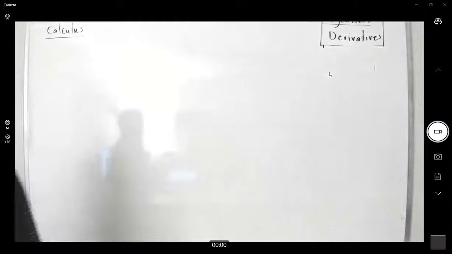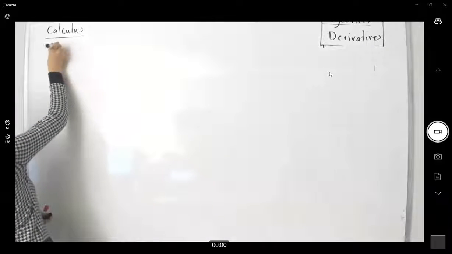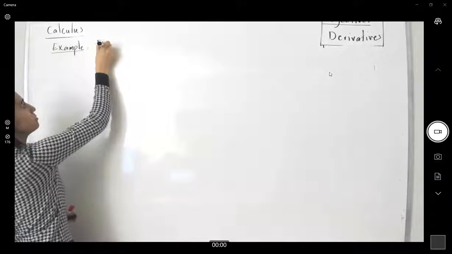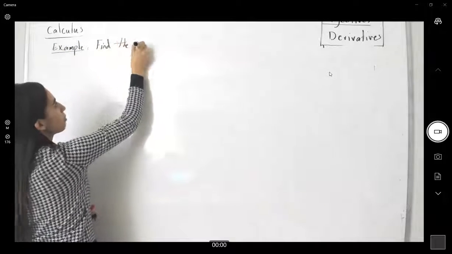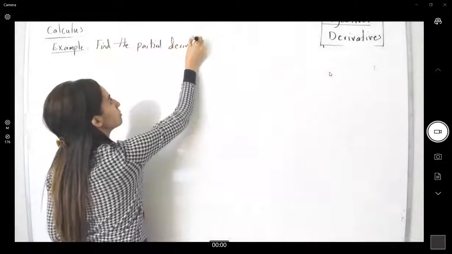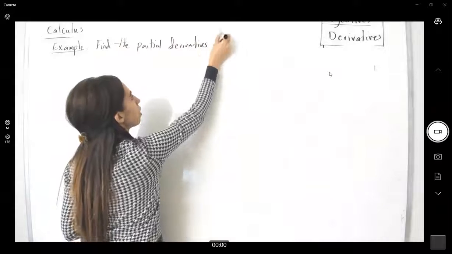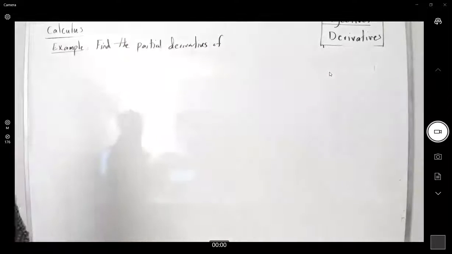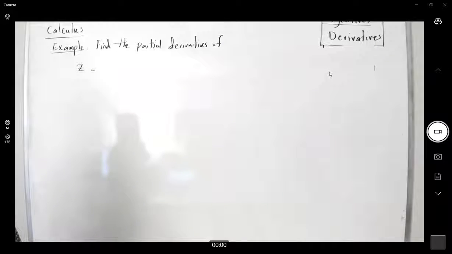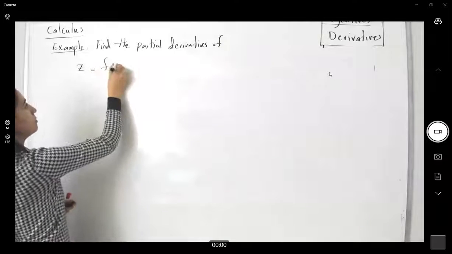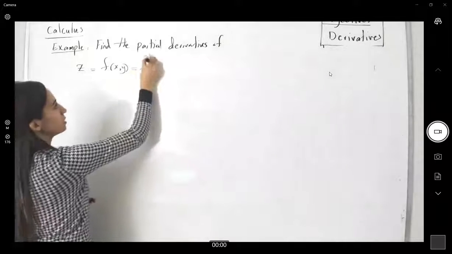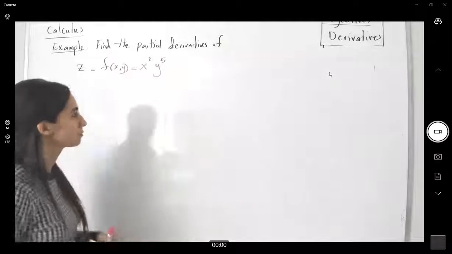Well, example. The question says, find the partial derivatives of the function z equals f of x and y, which is defined as x squared y to the fifth.